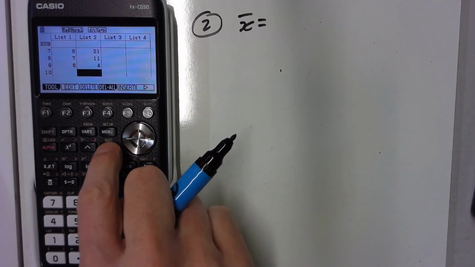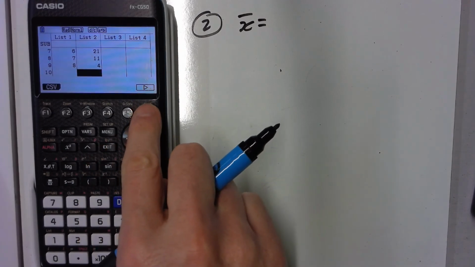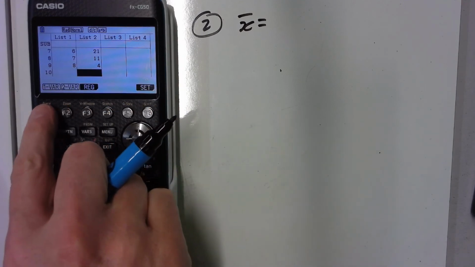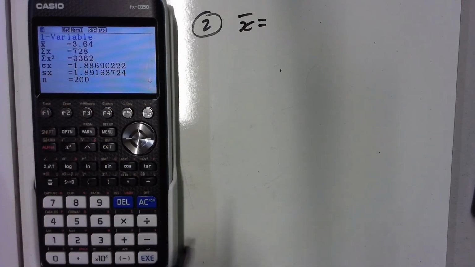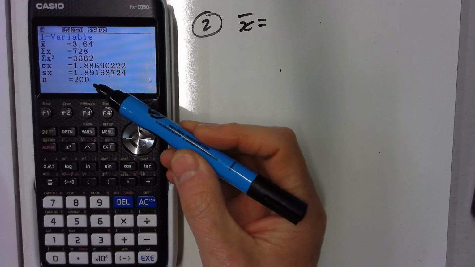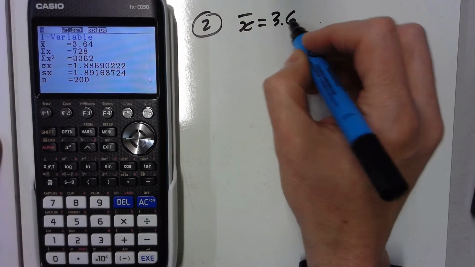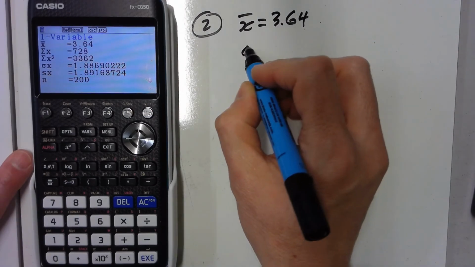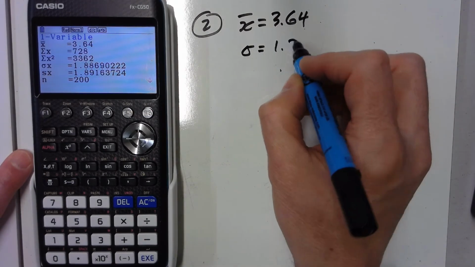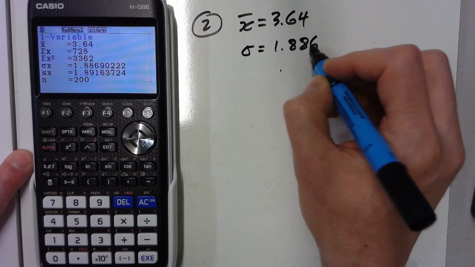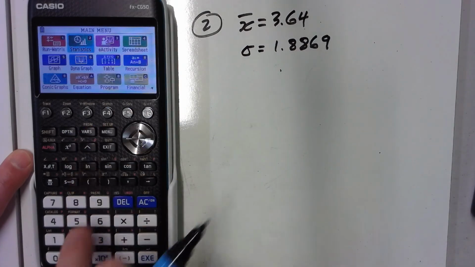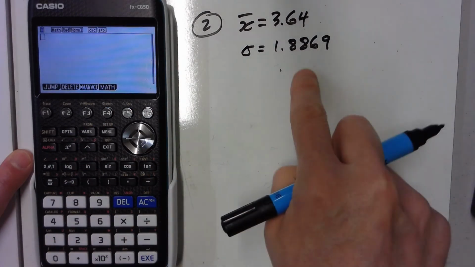So I've now put all the data in, and I can now use my calculator to go to my calculations, my one variable statistics. I always check n is 200 to make sure that, yep, we did put all of those in right. So I've got the mean of 3.64, and I've got a standard deviation here of 1.8869.